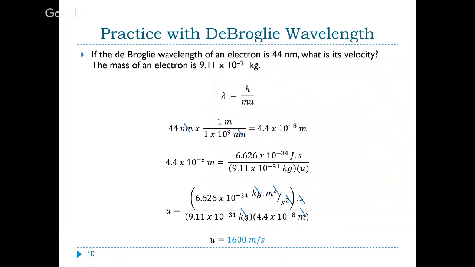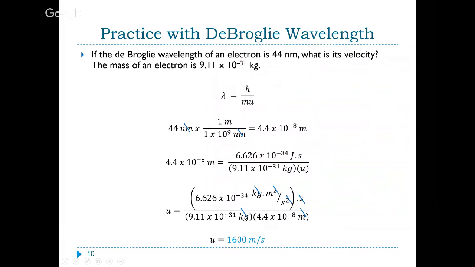So if the de Broglie wavelength of an electron is 44 nanometers, what is its velocity? And the mass of an electron is 9.11 times 10 to the negative 31 kilograms. So we're using our equation here that says wavelength equals Planck's constant divided by the mass times the velocity. So we have to make sure that we're paying attention to units, which means that we need things in meters, kilograms, and seconds. So we're going to convert our wavelength of light by dividing by 1 times 10 to the 9th to get 4.4 times 10 to the negative 8th meters. So that's the wavelength of this particular electron.